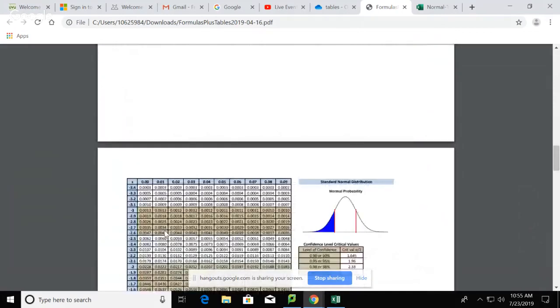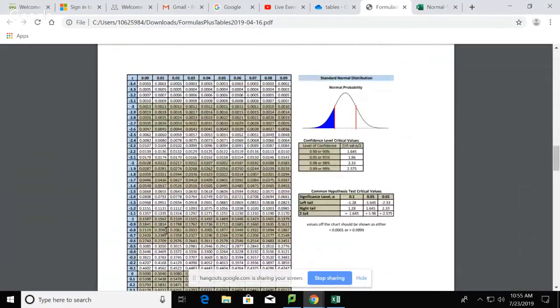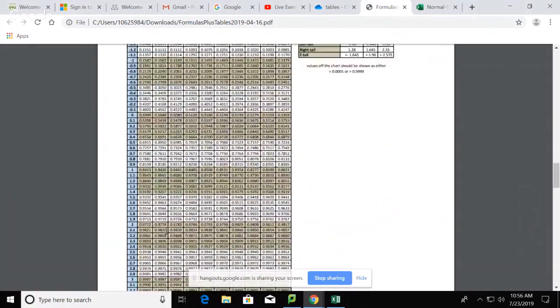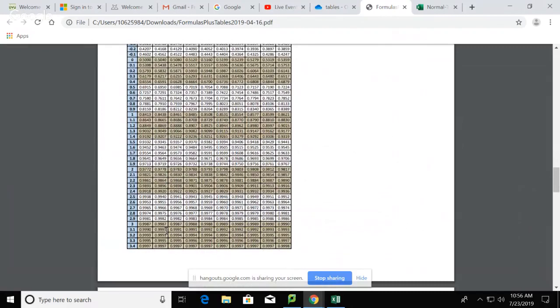But what I wanted to do was look at this chart here. Now, on our chart, we want the area to the right. What is this chart giving you? The left. The area to the left. I got a value of 2.82. What value does that correspond to? 0.098.